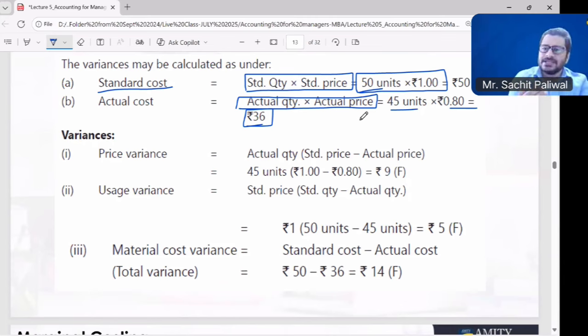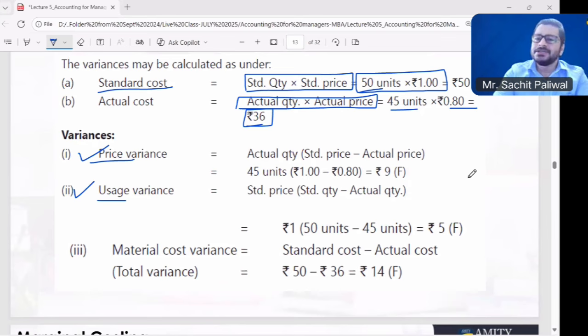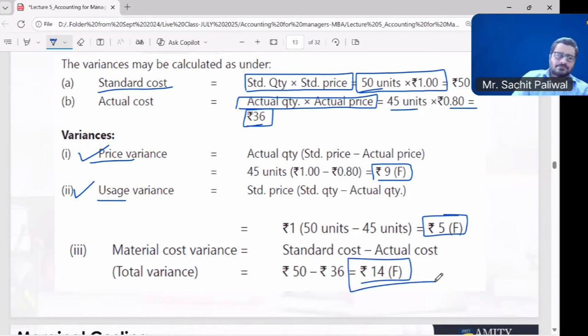If you want to see the variance at 2 different levels, at the level of price and at the level of usage, usage means quantity, there is a difference at first at the price level, and a second difference at the level of quantity. We can do a separate calculation. Again, you will find the answer: 9 rupees is the difference of price, 5 rupees is the difference of quantity, and the total is 14 rupees. Okay.